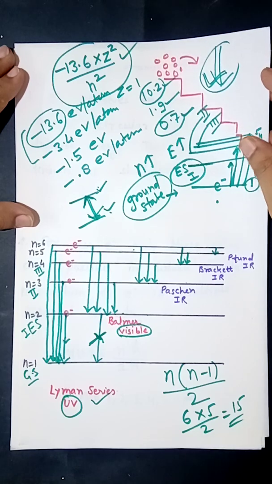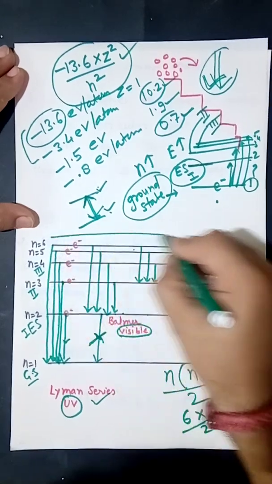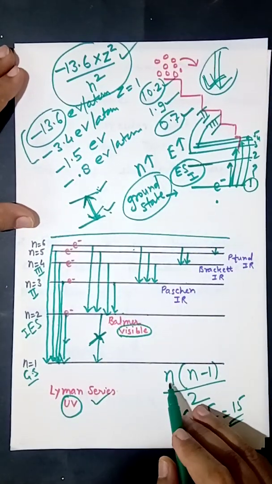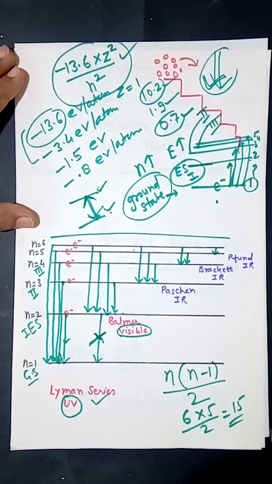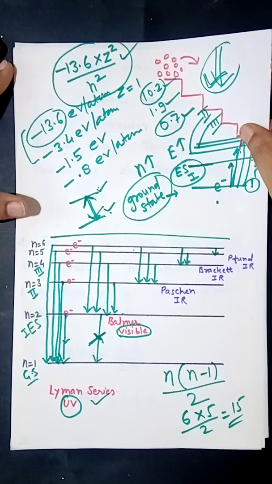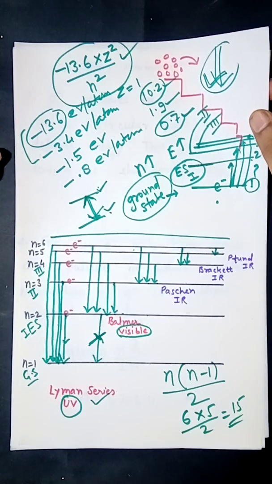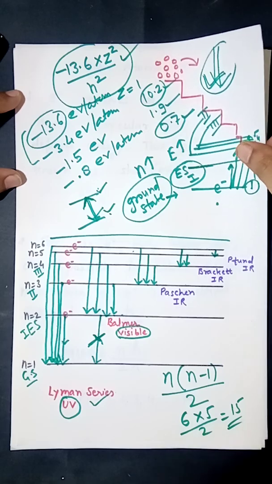When the electron returns from a maximum of the 6th shell. If you start with the 7th shell, then place the value 7 here. It will be 7 into 6 divided by 2, and therefore a total of 21 radiations, 21 different types of radiations, will be observed when the electron returns from a higher energy level to the ground state.